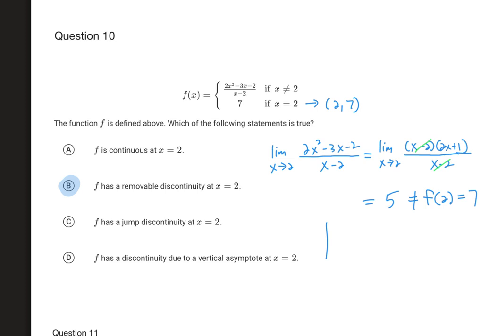So if we graphed it just to see what's going on, this function would have a hole at (2, 5). But besides that, it would just be some linear function, actually. Okay, and then if this is 5, and then this up here was 7, it would have a point at (2, 7). So that's what this piecewise function looks like. So we can see there's a hole right there.